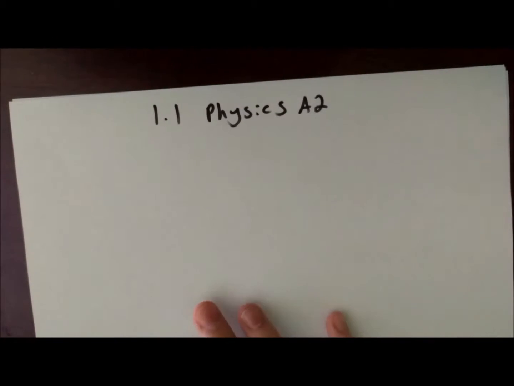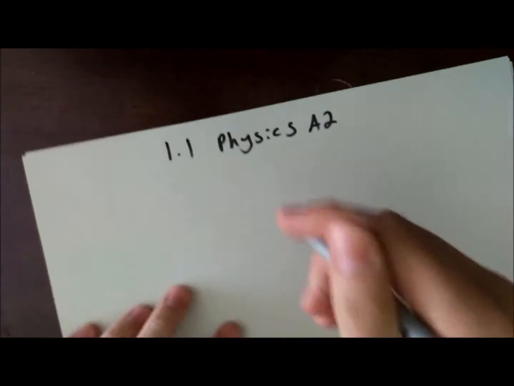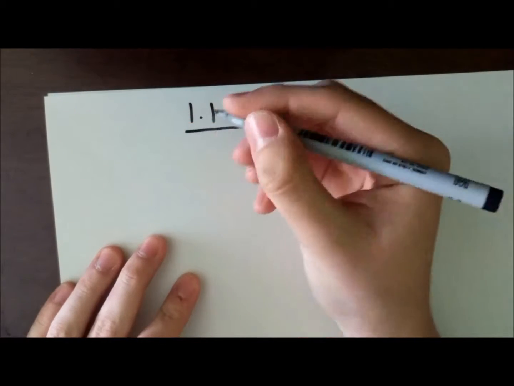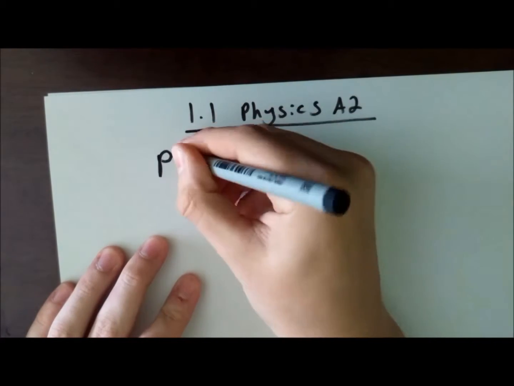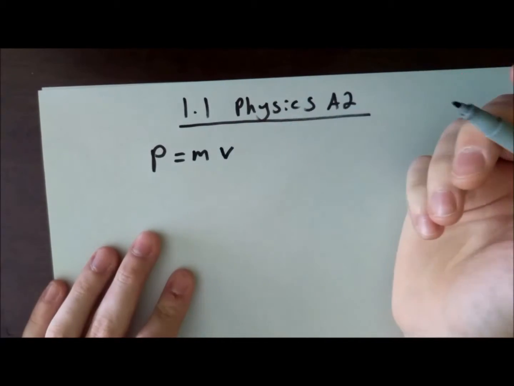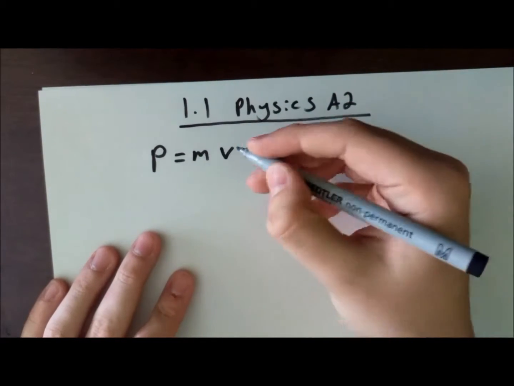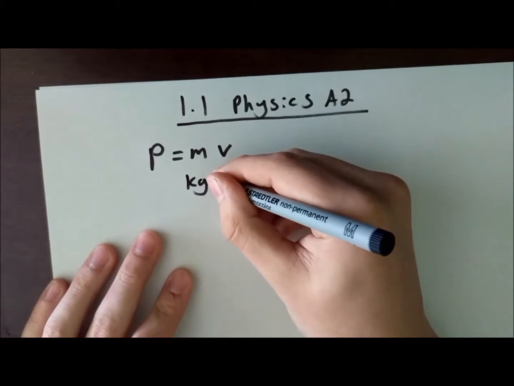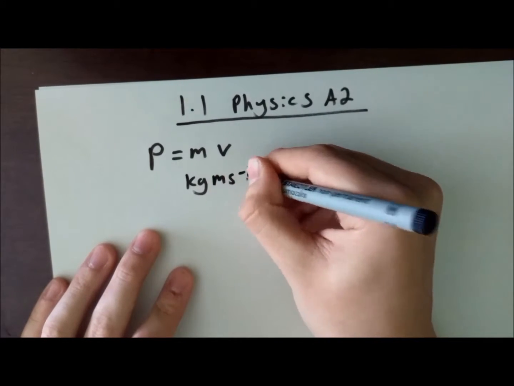Now, we're going to do momentum. And we know that momentum is equal to mass multiplied by velocity. Now, to find the units of momentum, we take the units of mass and multiply them by the units of velocity. Nice and easy.